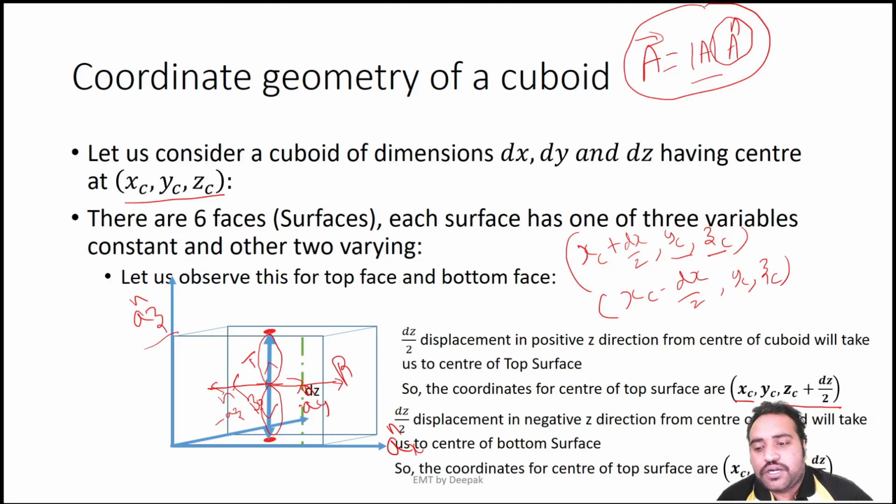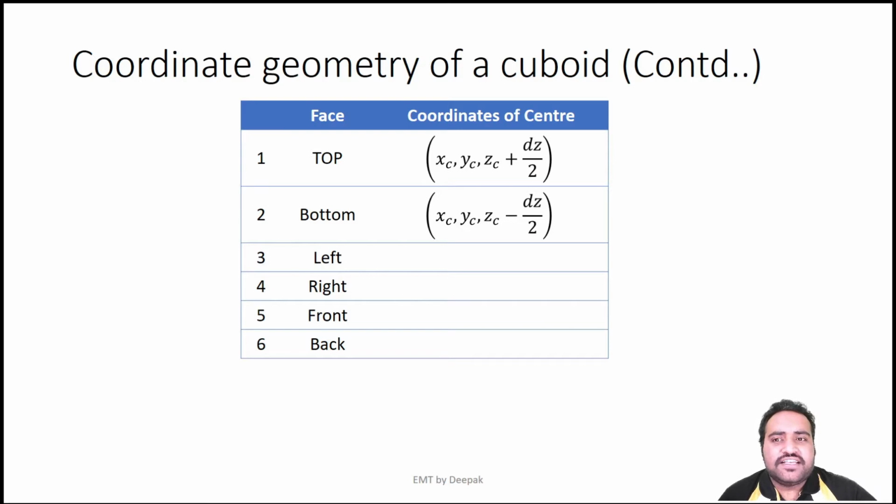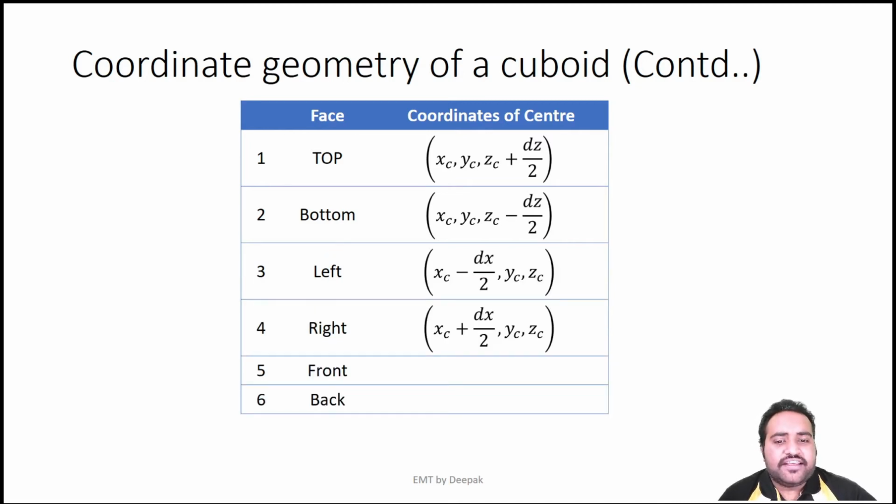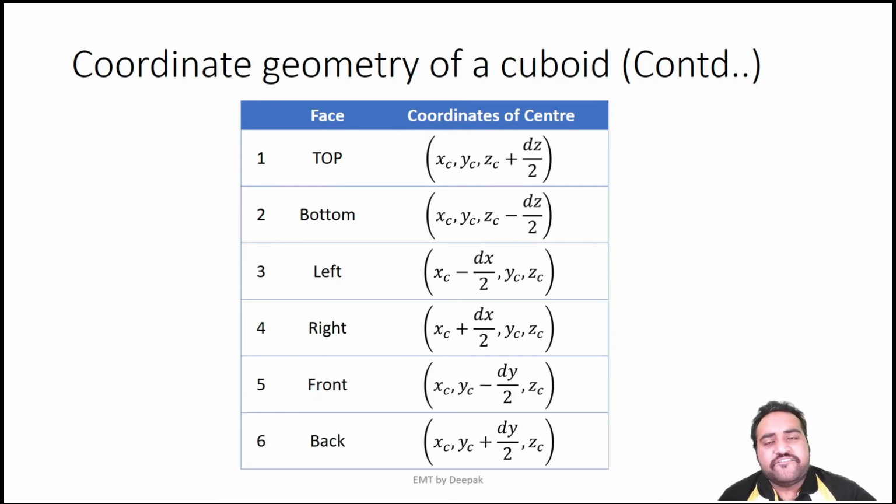Similarly, I can do that for the front surface and back surface. I would give you the result, and I would ask you to try that at your home. For the top surface and bottom surface, the centers are xc, yc, zc plus dz by 2 and xc, yc, zc minus dz by 2. Similarly, for the left and right, the change is only in the x direction. For front and back, the change is only in the y direction. So now we have the centers of the surfaces, we have the normals to the surfaces, and we need the range of variables.